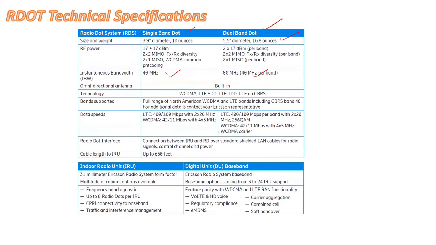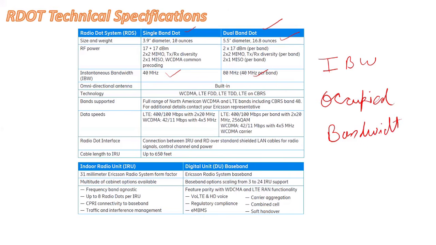And in the last class we talked about two things: one is instantaneous bandwidth, and the second one is occupied bandwidth, right? We will not go into detail on these two terms, but you can see my last session, IBW versus OBW. The technologies it supports are WCDMA, LTE, CBRS, and 5G as well. Cable length it can support is a maximum of 650 feet, depending on which kind of cable you are using. Are you using Cat6 cable or the fiber cable?